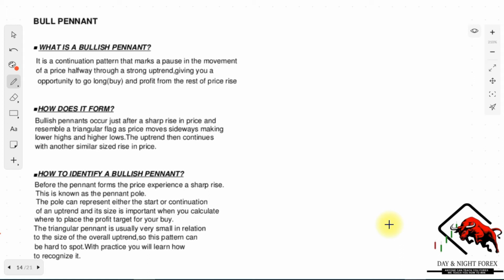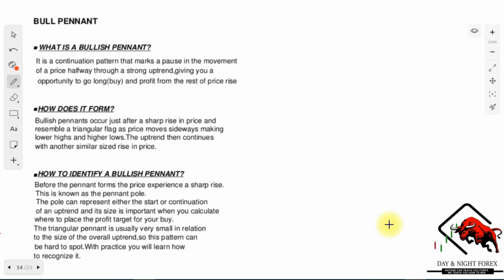We now have what we call our bull pennant. So what is a bullish pennant? It is a continuation pattern. Another continuation pattern, very key to note, that marks a pause in the movement of price halfway through a strong uptrend, giving you an opportunity to go long, which is buying, and profit from the rest of the price rise. So it's just a short break before the continuation of price in that direction, right?